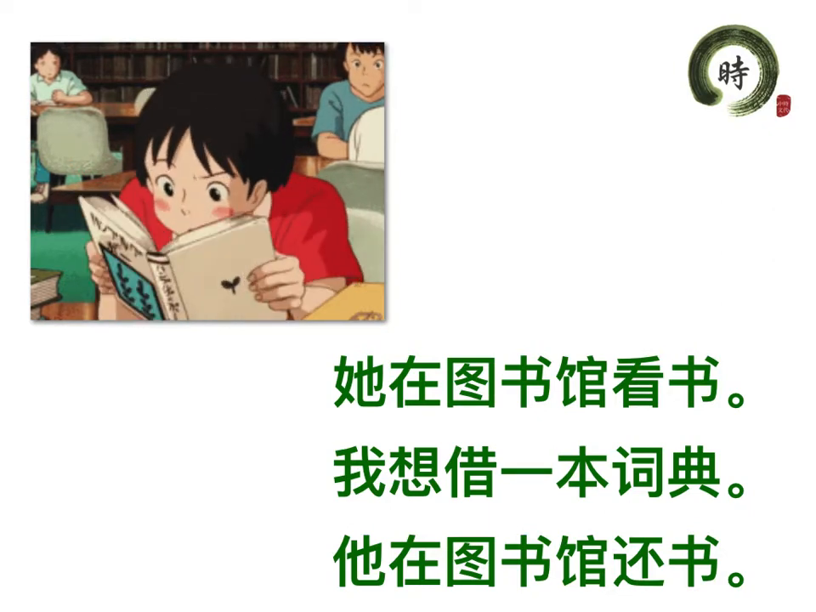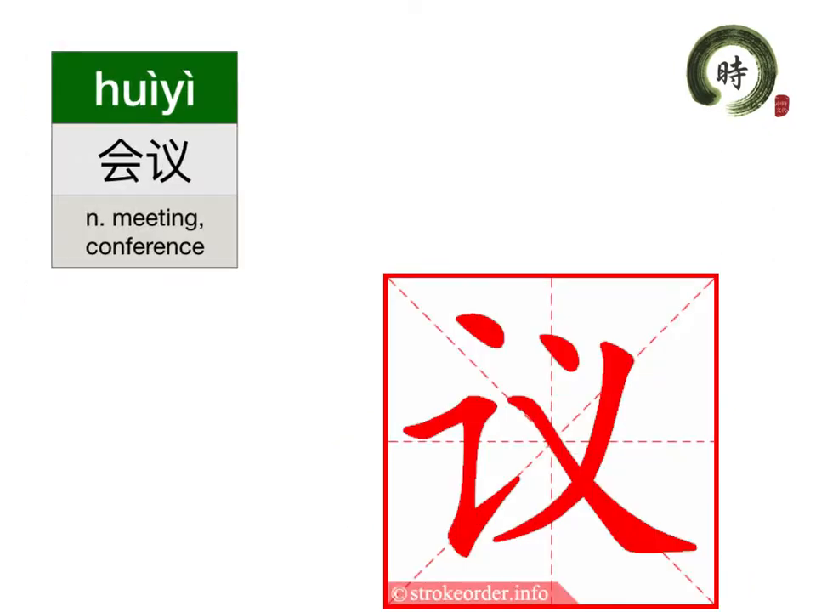Okay, now let's move on to the next word. 会议. 会议 means meeting or conference. Before, we have already learned this 会. Now, let's take a look at 议 here. So, 议 is composed of two parts. We have 言字旁, which we have learned before, right? 言字旁 means to say something or to talk.